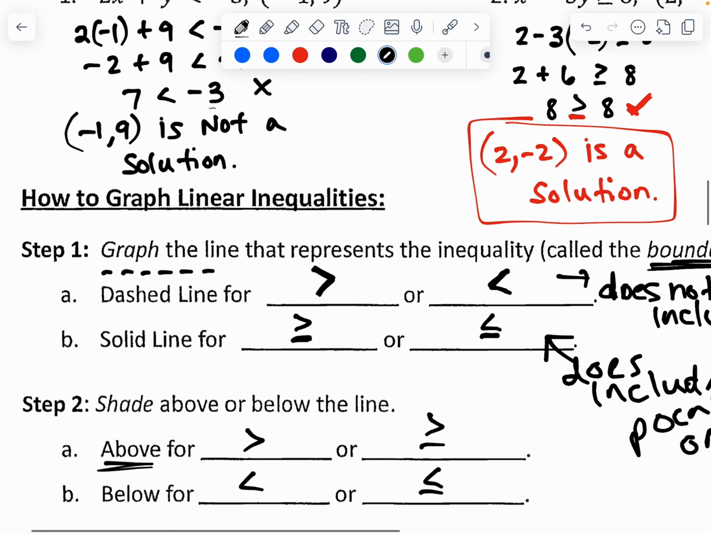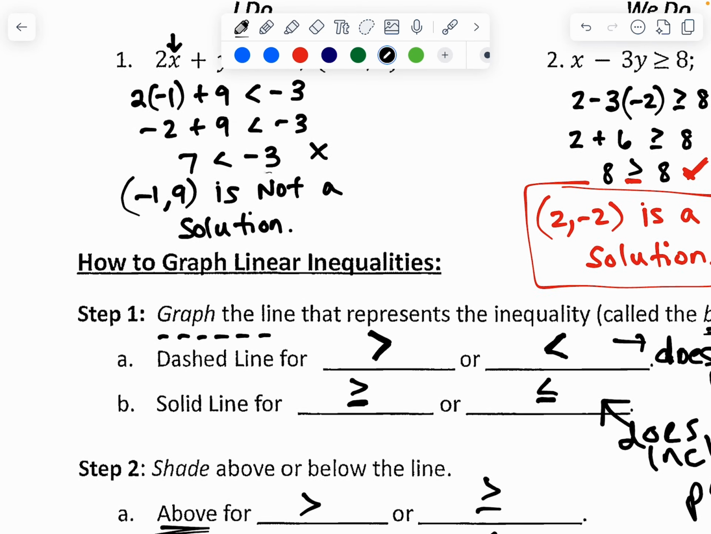Okay? So with this dashed line, you cannot include the points on the dashed line, kind of like your open circle and closed circle. An open circle does not include the points on the line, but a closed circle does. That's the same with dashed. Dashed does not include the points on the line.